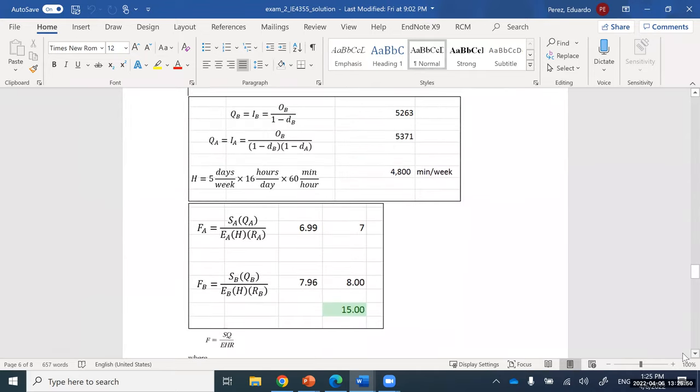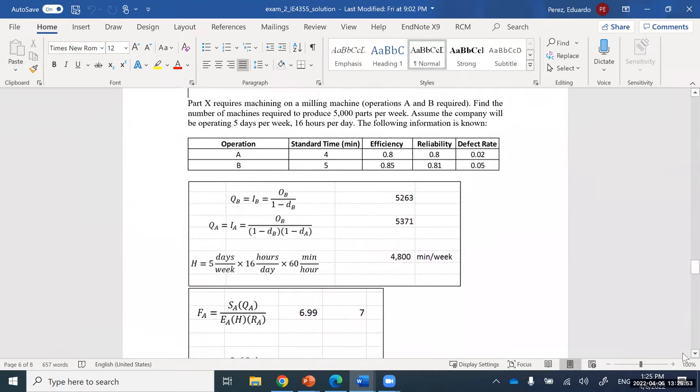And then this one was again similar to one of the problems that we covered in the assignment. What I found here is that some of you forgot to account for the defect rate. So you used 5,000 parts per week without considering the defect rate. You had to compute that QV value before attempting to determine the number of machines. So that's what I'm presenting here.